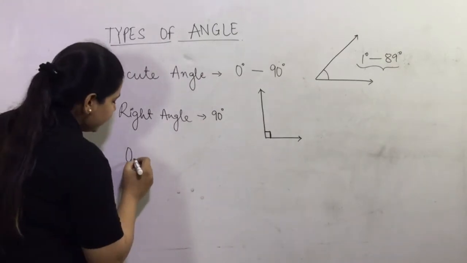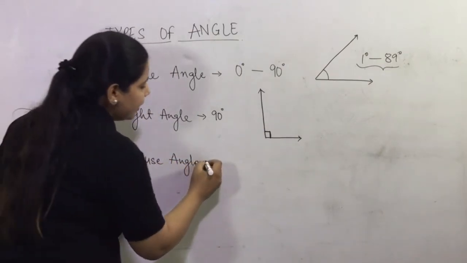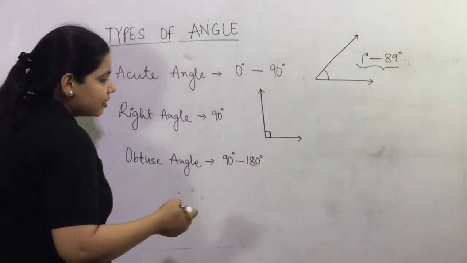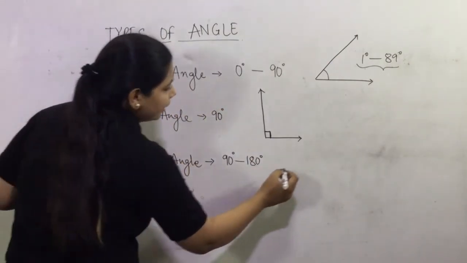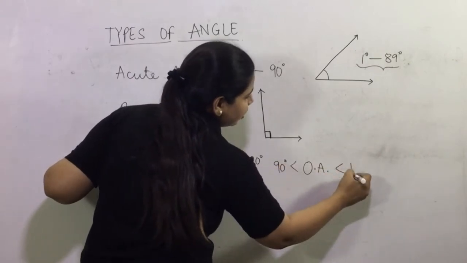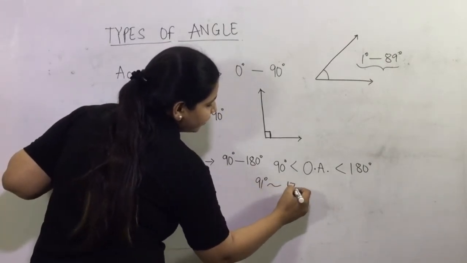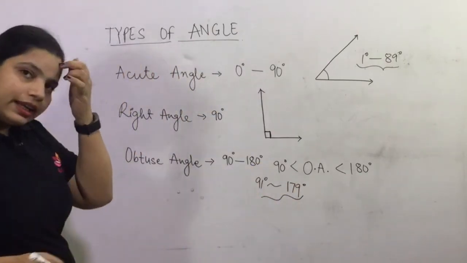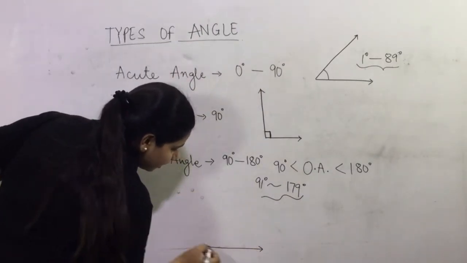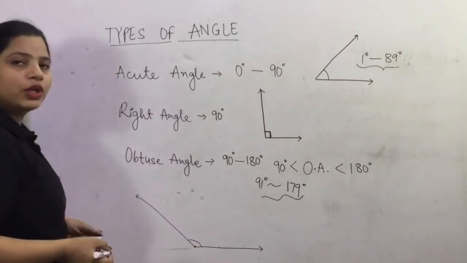After right angle, we study obtuse angle. An obtuse angle has a measure between 90 degree and 180 degree. That means it is greater than 90 degree but less than 180 degree. Its measure lies between 91 degree till 179 degree. How do we draw this? This is the horizontal arm and this is the vertex. It will be like this. This is an obtuse angle.